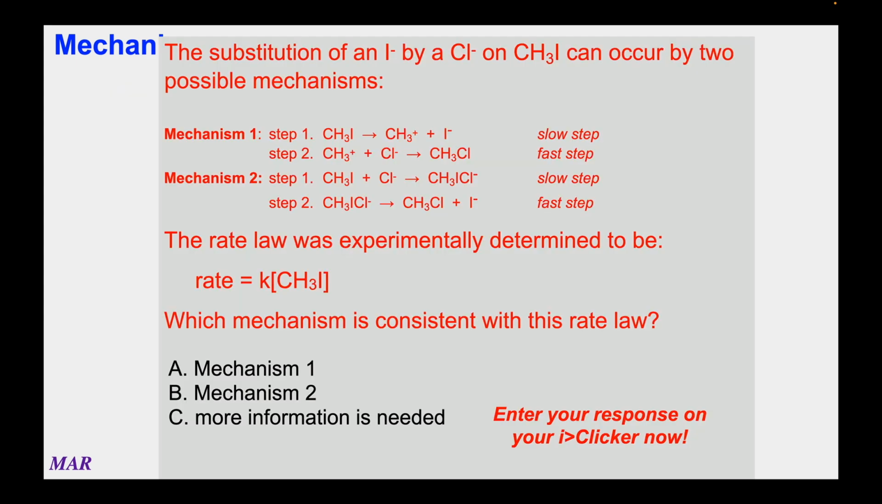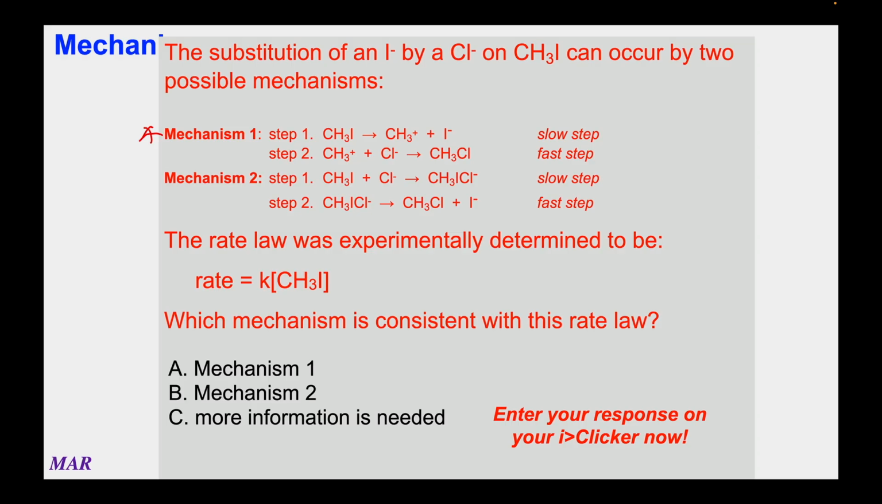In this problem, we've got a compound called methyl iodide, CH3I, and the chloride is essentially pushing the iodide out to make methyl chloride, CH3Cl, and iodide is then released. Well, we have two groups of scientists competing for the mechanism. In the first mechanism, you can see that the methyl iodide is essentially decomposing in a unimolecular step to CH3+ and I minus. And then in the second step, CH3+ plus chloride makes the CH3Cl. And notice that the first step is the slow step.